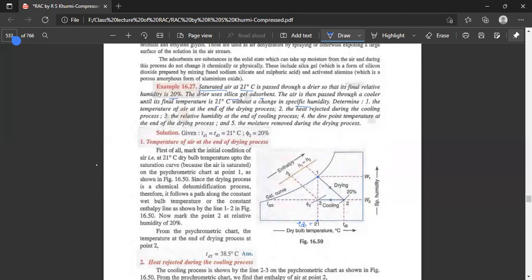This is point 2. So there are two points. First of all, the air is saturated, so at the dry bulb temperature given, point 1 is on the saturated vapor line, the saturation curve.